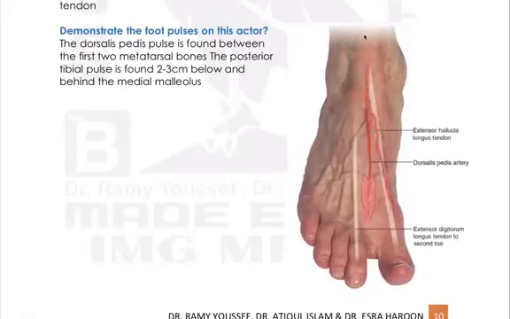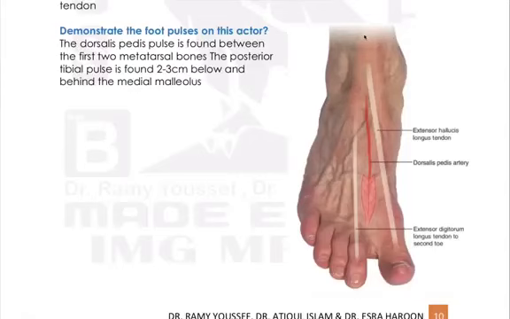This is the extensor hallucis longus. When the patient dorsiflexes the toe, that means the extensor hallucis longus will be taut, and you can clearly see the tendon. Just put your finger lateral to it, and you can feel the pulse of the arteria dorsalis pedis. You can find that in between the first two metatarsal bones.